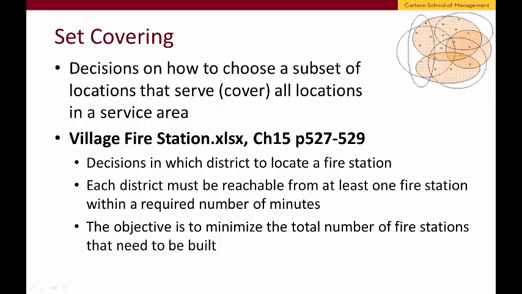In this example, the first thing to note is that for each location, there are some that can be reached within the required time frame and others that cannot. So the possible assignment matrix in this model is calculated based on the given travel times and the required response time. The objective is to minimize the total number of stations that can cover all of the districts within the required response time. The decision variables are restricted to binary values 0 and 1.